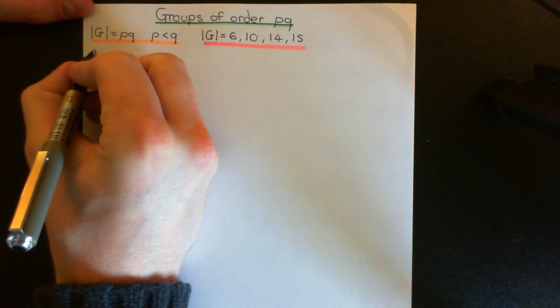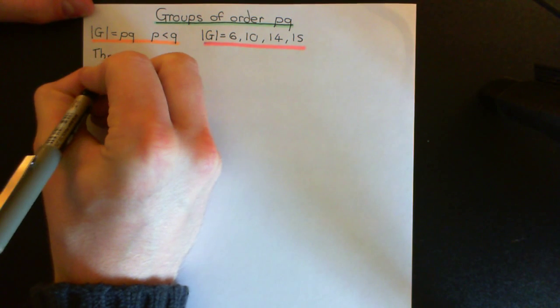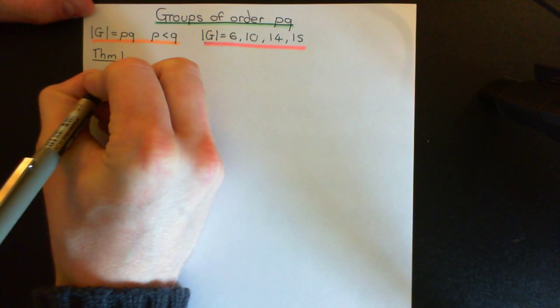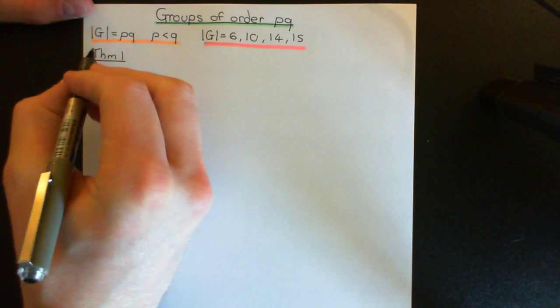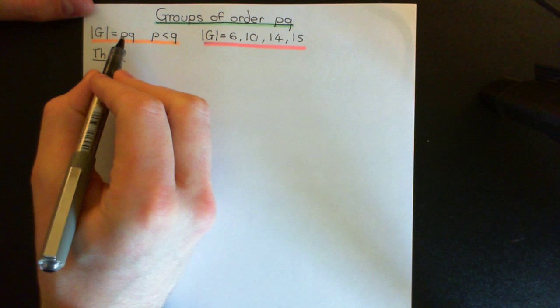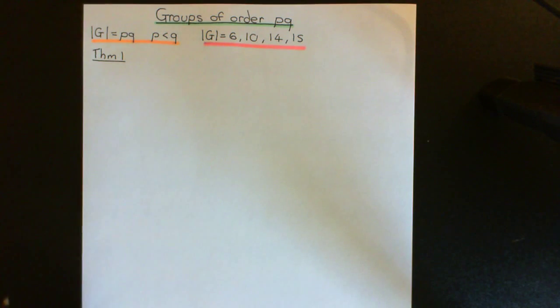Okay, so, Theorem 1 then. Theorem 1 concerns an arbitrary group of order PQ, and the conclusion that we're going to make as Theorem 1 is going to be that there is only one Sylow Q subgroup of G. Now firstly, let me just talk to you about what we're actually going to be doing. We're going to be talking a lot about subgroups initially of the group of order PQ.